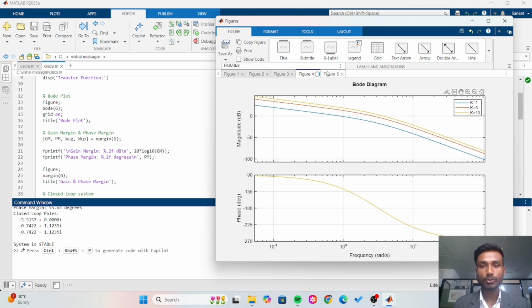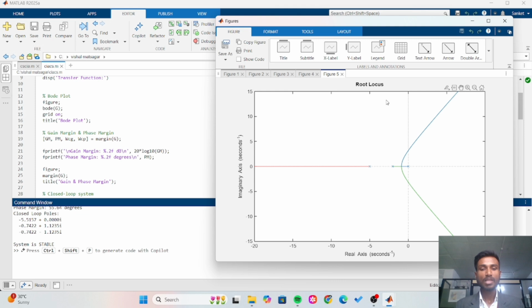So at the last, we will see our root locus graph. The root locus shows that the poles move as the gain increases. One branch moves towards the right half plane. This indicates that if gain is too high, the system can become unstable.